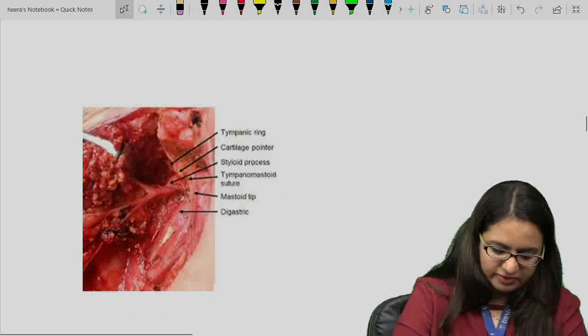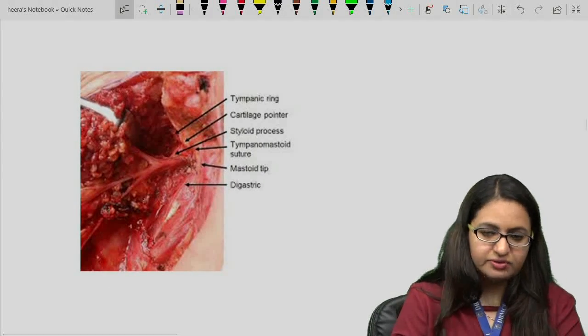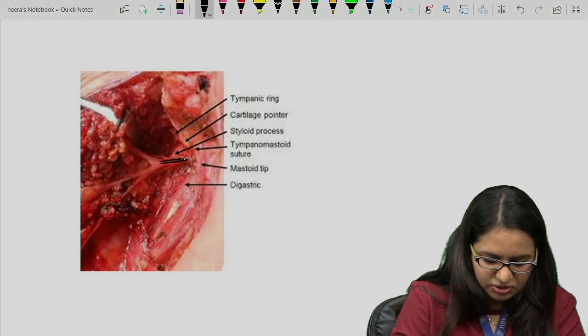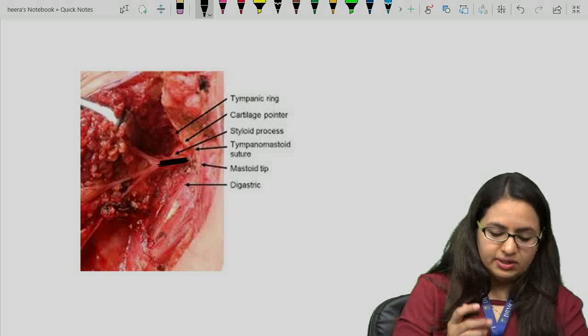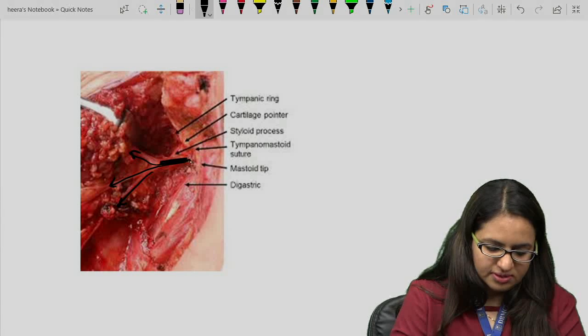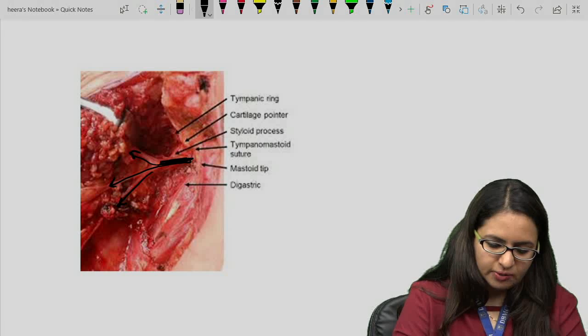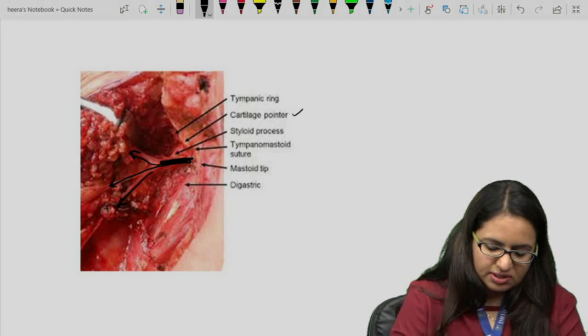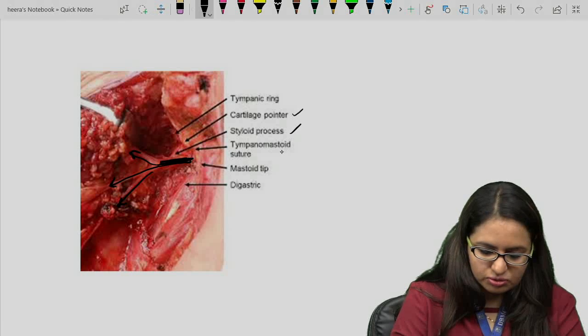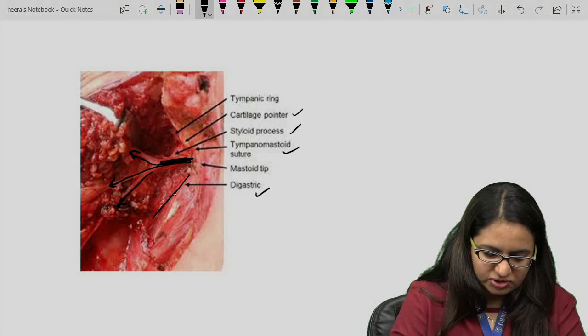When we are doing the surgery, we can see how we can visualize it. The structure seen over here is the main trunk of the facial nerve, which goes further into the parotid gland and divides into further branches. In its course, it is related to important structures. One is the cartilage pointer, that is the tragal pointer. Then we have the styloid process, the tympanomastoid suture, and the digastric muscle present over here.